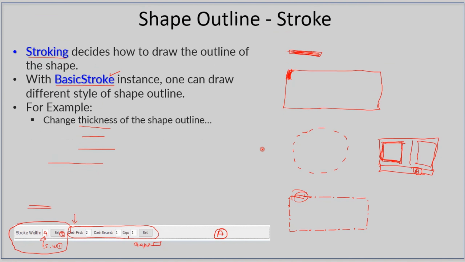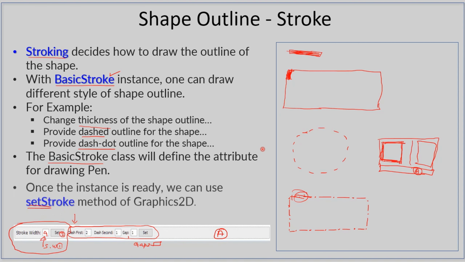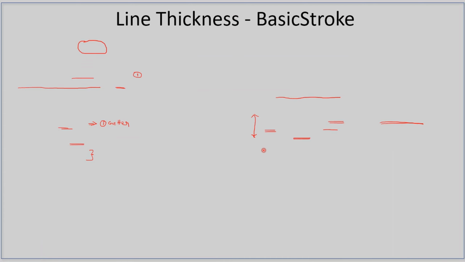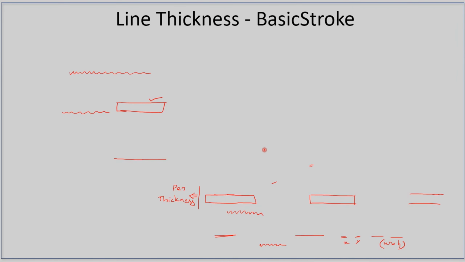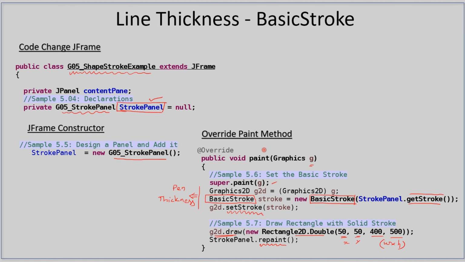So first we learned about the basics of shape outline and what is the role of the BasicStroke instance and the stroke method of the Graphics object. Then we looked at the code that defines pen thickness. Now we will talk about line pattern.